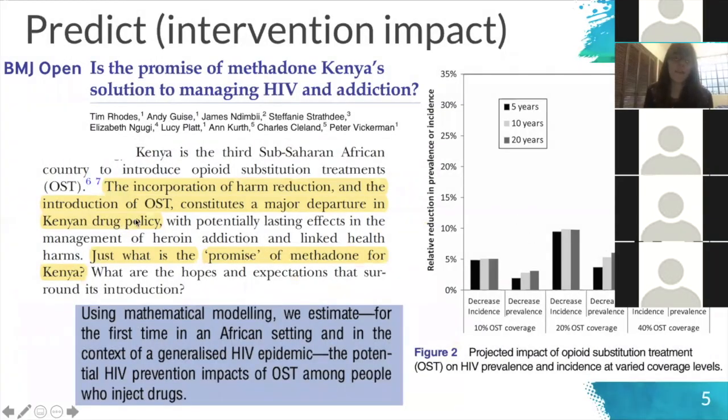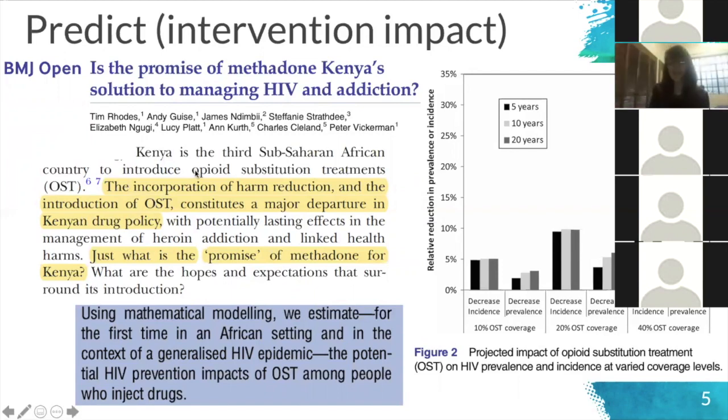Finally, I'm going to tell you about an example in terms of using modeling to predict intervention impact. And I'm using here a paper from a few people in our division. So Andy Gies, who was here a few years ago, and Stephanie Stradley. And it was about the promise of methadone to manage HIV and addiction in Kenya.